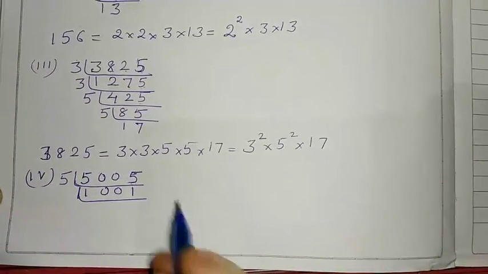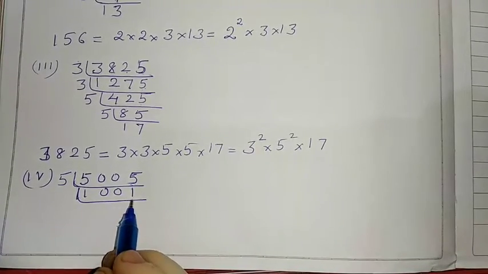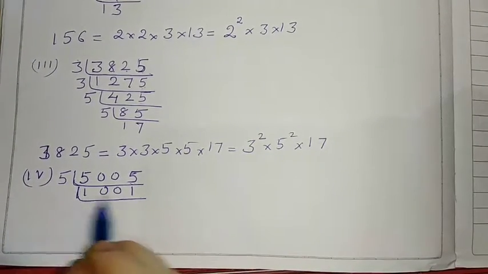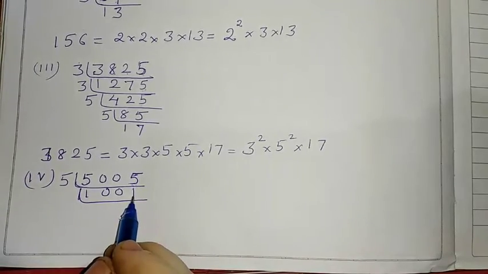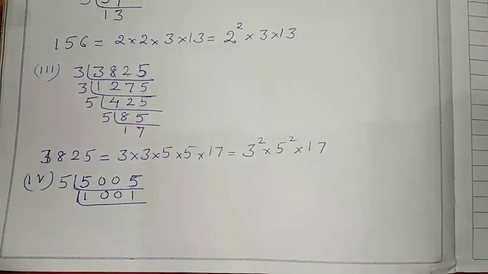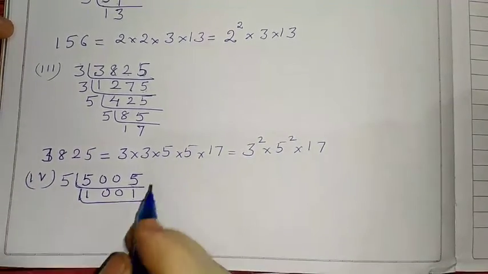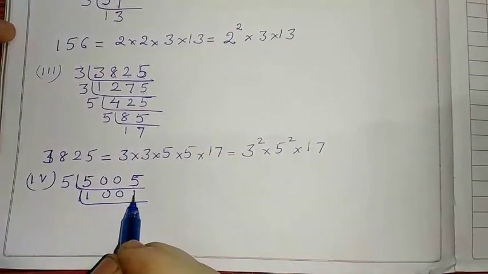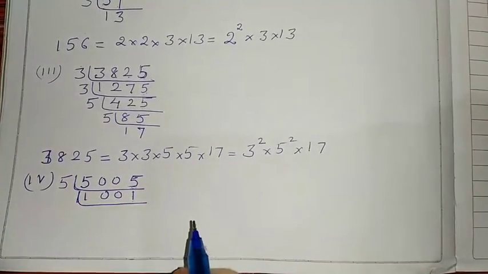Now again this is not divisible by 2. 1 plus 1 is 2. So it's also not divisible by 3. And this is not divisible by 4 also. Not divisible by 5. Not divisible by 6, because if it is divisible by 6, then it must be divisible by both 2 and 3. So check whether the number is divisible by 7.